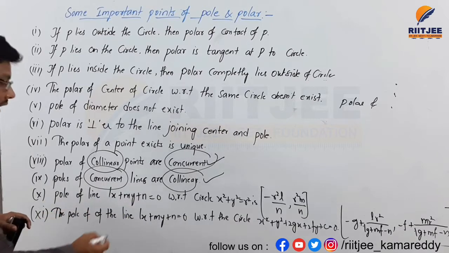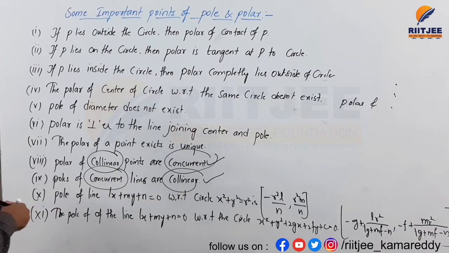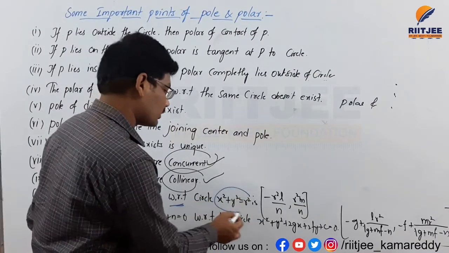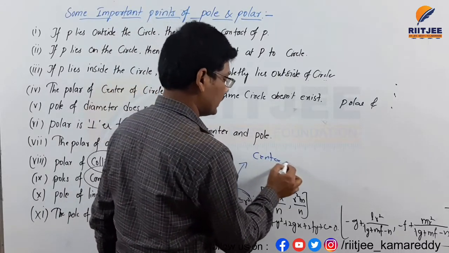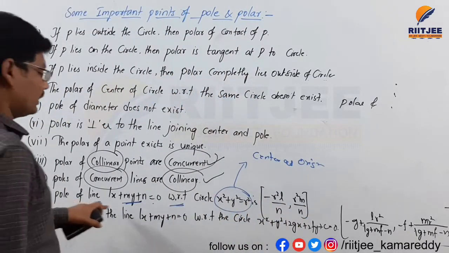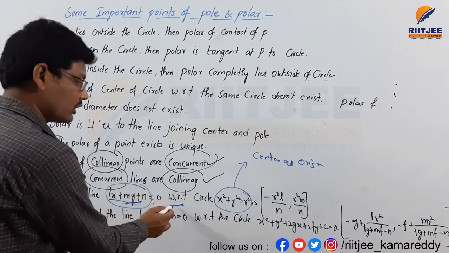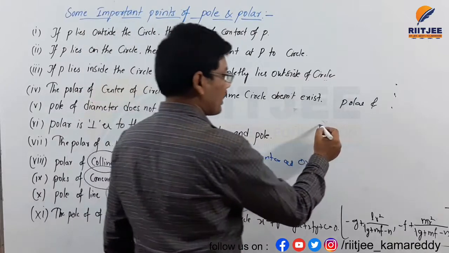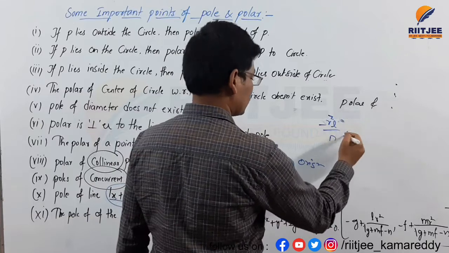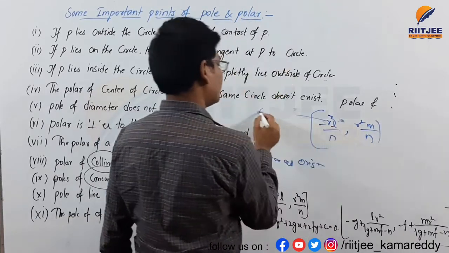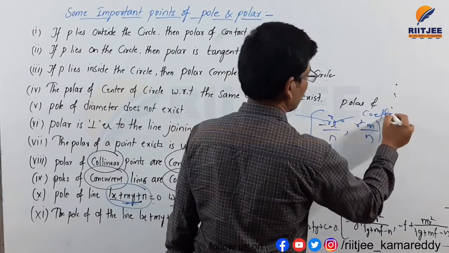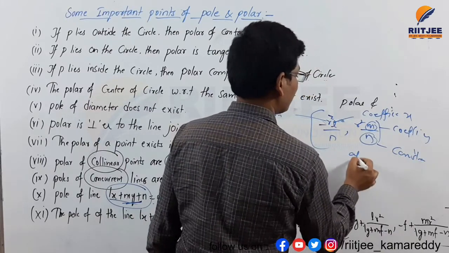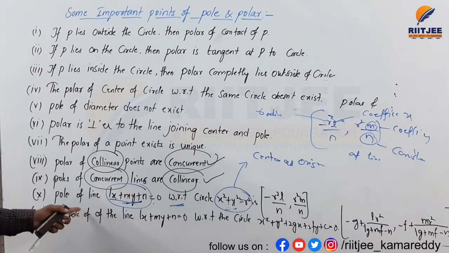Listen carefully: the pole of the line lx plus my plus n is equal to 0 with respect to the circle x square plus y square is equal to r square, which has its center at the origin, is minus r square l by n comma minus r square m by n, where r is the radius of the circle, l is the coefficient of x, m is the coefficient of y, and n is the constant of the line. This is the pole point.